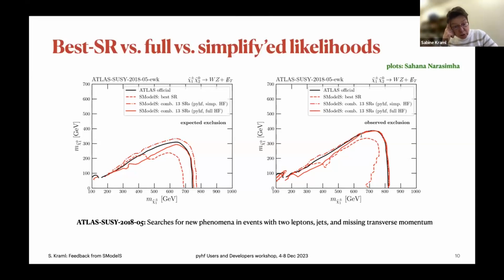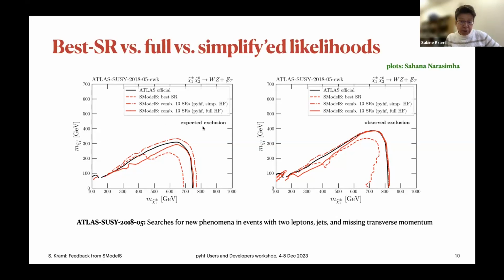So here is one example from ATLAS-SUSY-2018-05. This is the search for phenomena both in hadronic and now in strong and electroweak production in events with 2 leptons, jets, and missing transverse momentum. And what I show here is the electroweak interpretation, so production of charginos and neutralinos decaying into WH in the final state, plus missing energy.